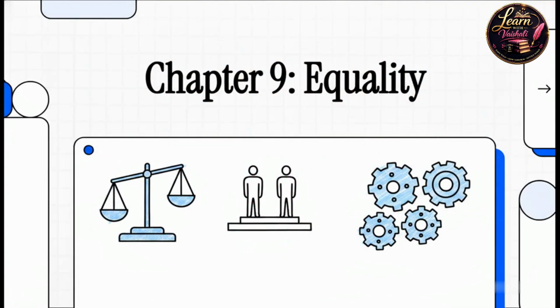Look, if you're gearing up for your BA Semester 1 Political Science exams, you're exactly where you need to be. We've got a seriously detailed revision module today. We're going to break down Chapter 9, which covers equality, and we're going to make sure you can perfectly structure your university exam answers. Let's get right into it.